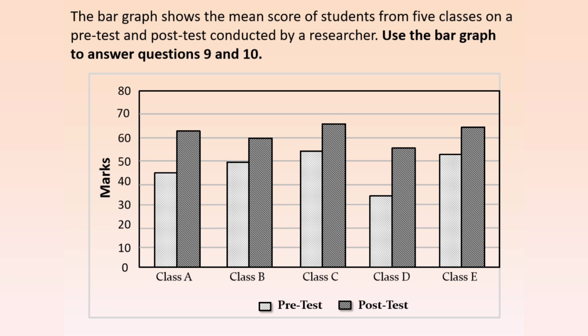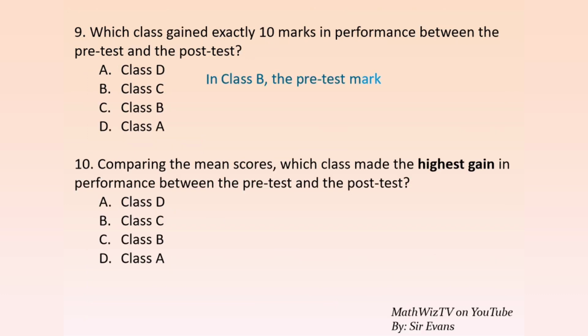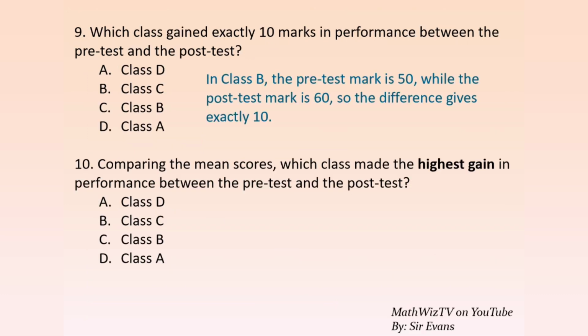You see that the pre-test mark is 50 and the post-test is 60. Once we have 50 and 60, it becomes easy for us to find the difference. In class B, the pre-test mark is 50, while the post-test mark is 60, so the difference gives exactly 10. If that's the case, what will be our answer? Very simple. We get C as our answer. So it is class B that gives us exactly 10 marks in performance between the pre-test and the post-test.